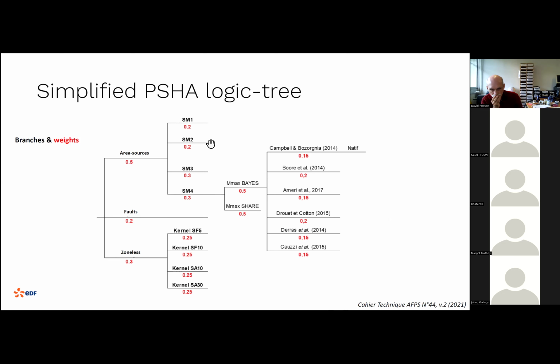Then you have also to combine all of these branches with a branch on the maximum magnitude for each zone. And then there is also the epistemic uncertainty on the ground motion itself, but this is not really our topic today. The important thing here is that you have weights associated to your branches, and these are the red numbers. For each level, all your weights sum to 1. So you have to weight which of the scenarios is more likely than another.